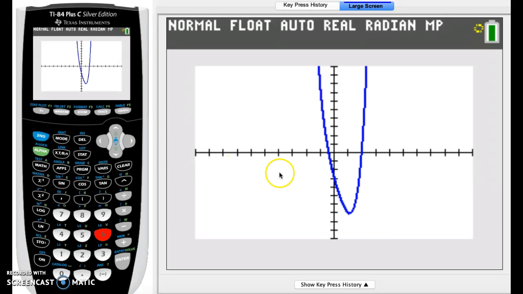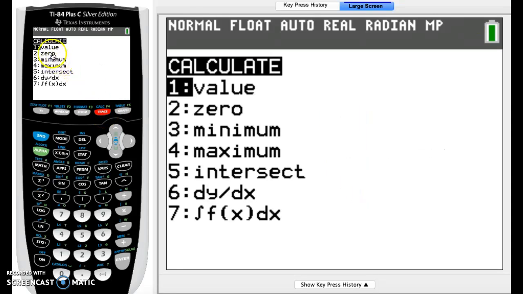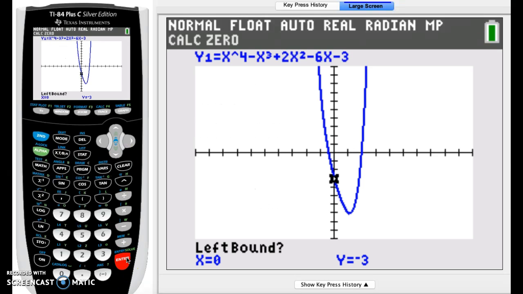So what I'm looking for right now is what is this value of x where I'm crossing the x-axis. So to find that value, we're going to use a feature in our calculator. We're going to hit second and that trace button. We've used it before for maximum and minimum in this menu, but this time we're going to find the 0. So we want option number 2. We're going to hit enter with our calculator.